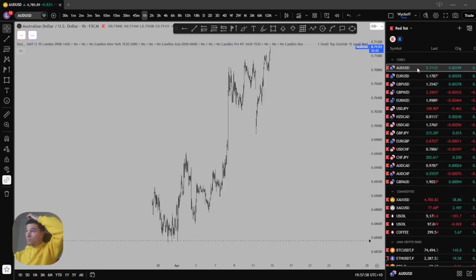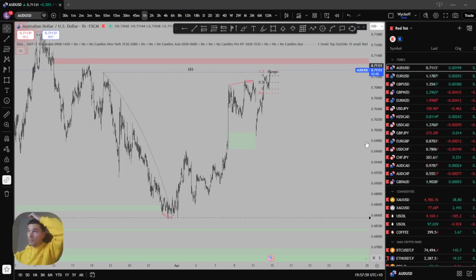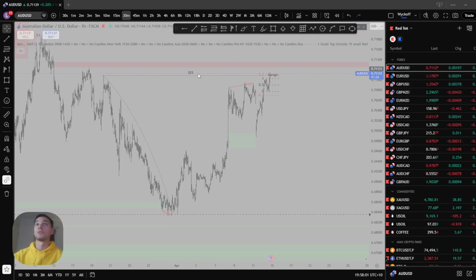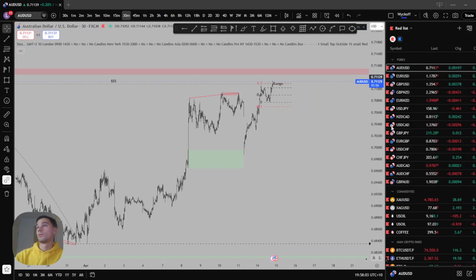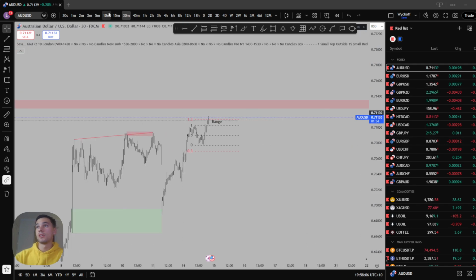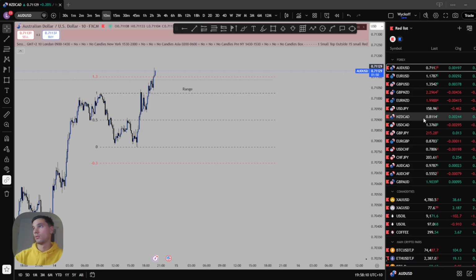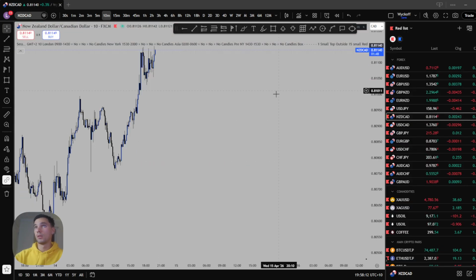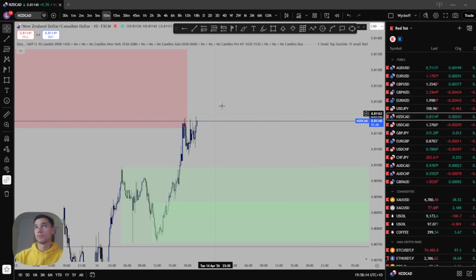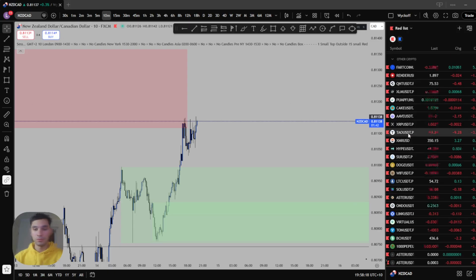And that's kind of it. All alerts have been set. AUD/USD is going higher, higher and higher. And that is it for Forex and crypto.